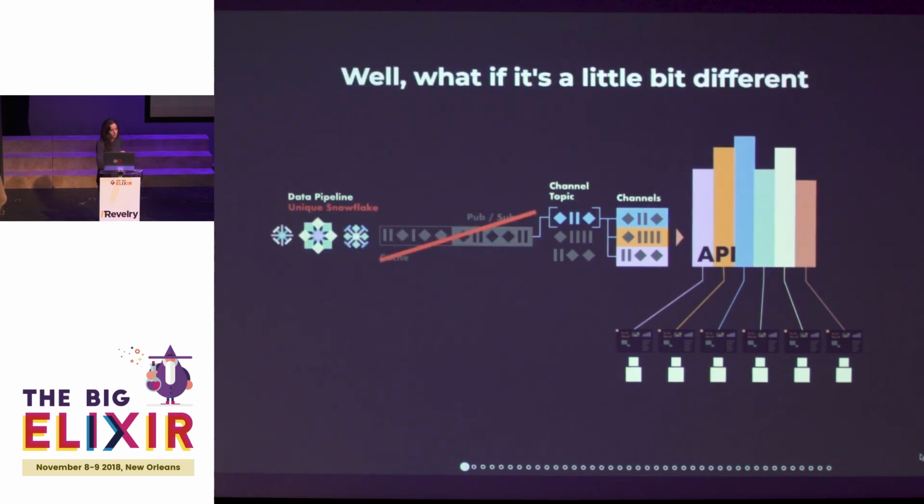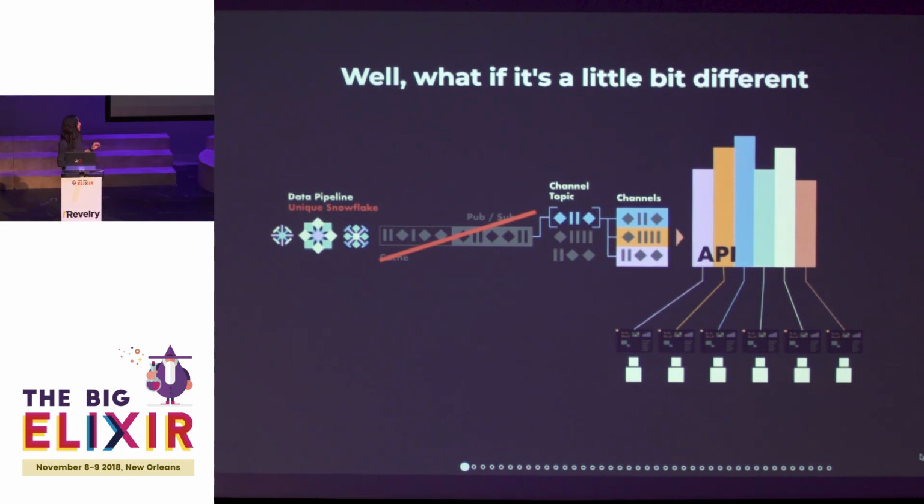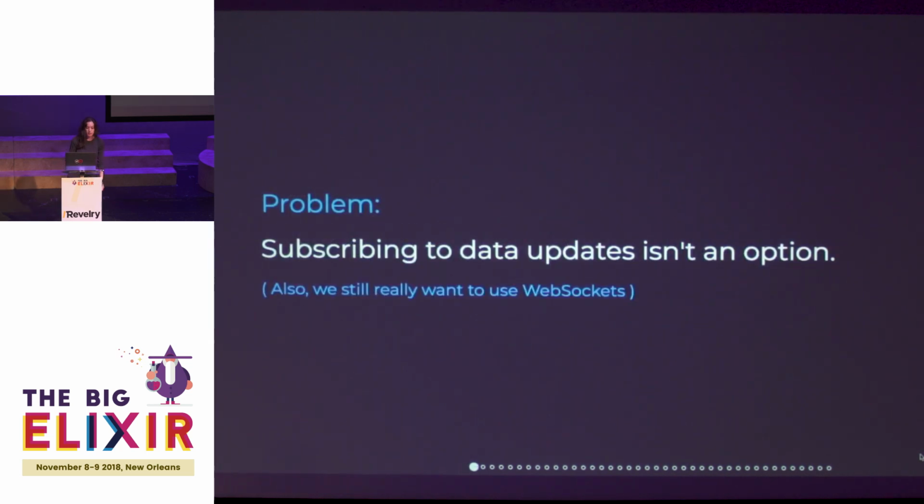Well, what if our real-time model is a little bit different, in the sense that our data pipeline isn't actually streaming process information to a pub/sub layer? So our problem is that we can't actually subscribe to data updates, which is a little unfortunate, because we really want to use WebSockets. But WebSockets work really well with that publisher-subscriber model. And without that, we might have to resort to something like polling from the client.